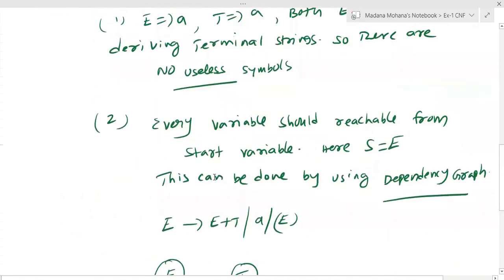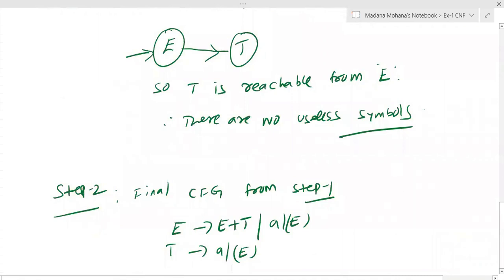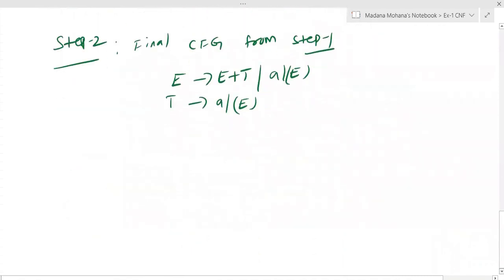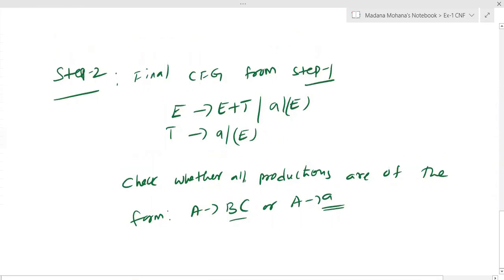Now you can apply step 2 for this. After performing step 1, check whether all productions are of the form A derives BC, or A derives terminal a: two variables, or a single terminal. Then the grammar is in Chomsky normal form. Check.